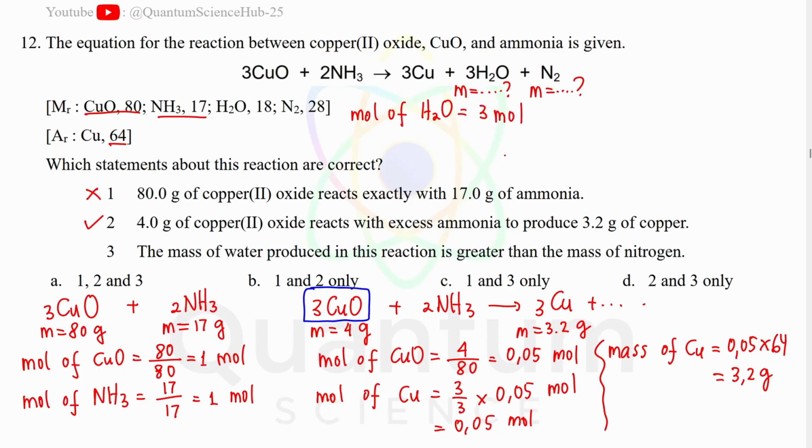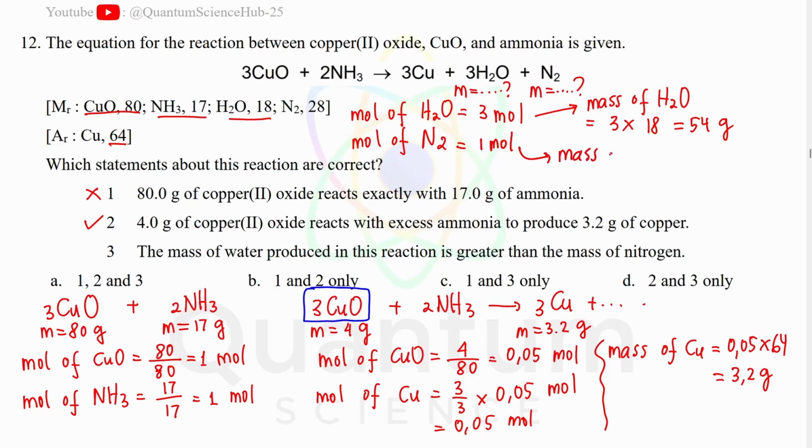So if I use 3 mole, what is the mass? So mass of H2O equals mole times MR, right? So 3 times MR of water, which is 18. So this equals 54 gram. Now, what about the mole of N2? The mole of N2 is 1 mole. What is the mass? So the mass of N2 equals mole times MR. So 1 times the MR of N2, which is 28. So equals 28 gram.